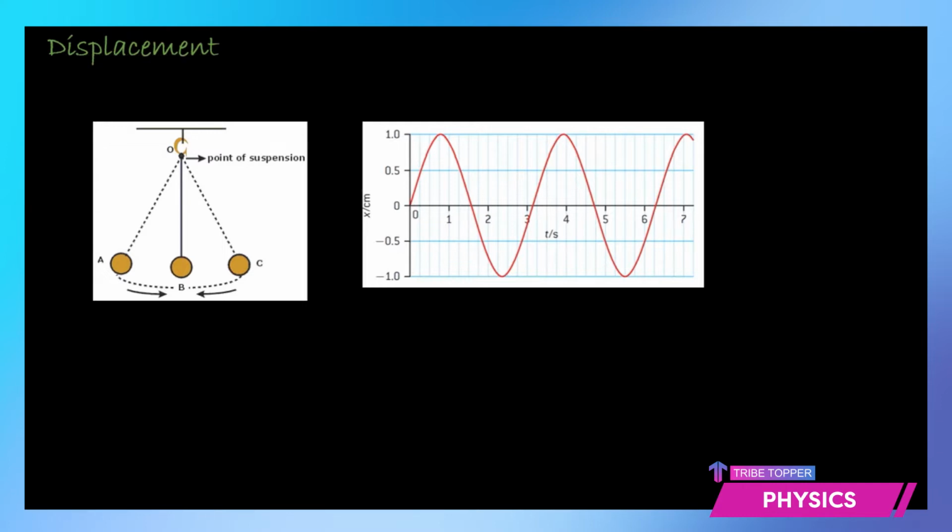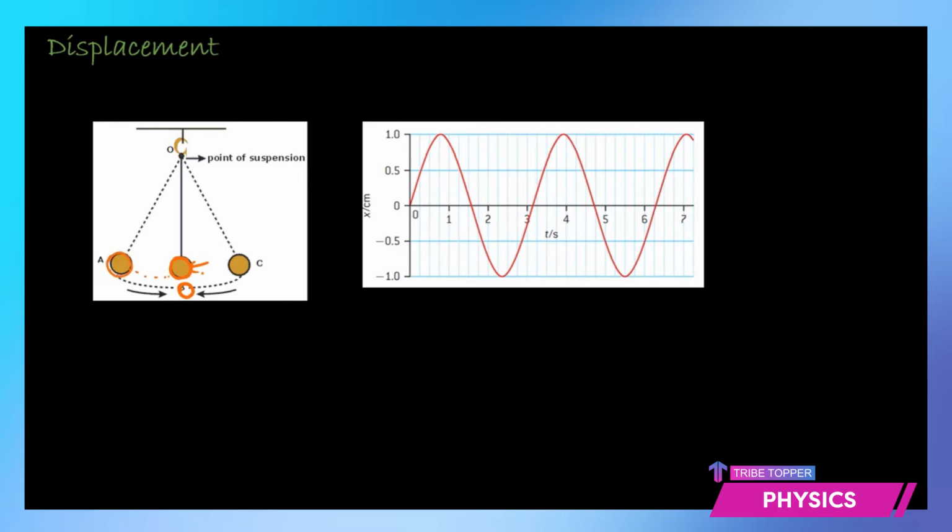Let's say this is a pendulum, a simple pendulum, and I would rather mark this position as O. So O is the equilibrium position. Suppose you pushed it towards the left and it reached the extreme position A.